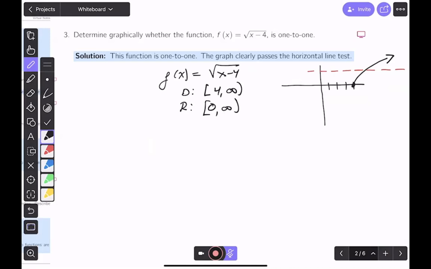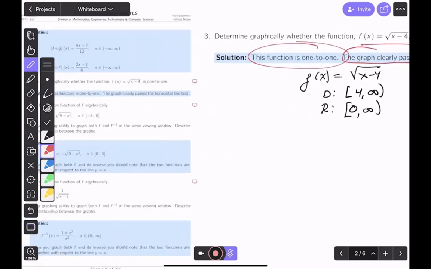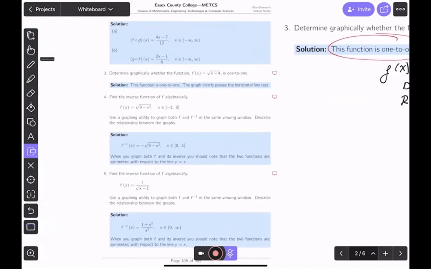What do I know about this function? It is 1-to-1. It clearly passes the horizontal line test. Let me show you that over here. The graph clearly passed the horizontal line test. Therefore, the function is a 1-to-1 function. All right, this is a 1-to-1 function. All right, let's go to number 4. Now, let's take that down for you.